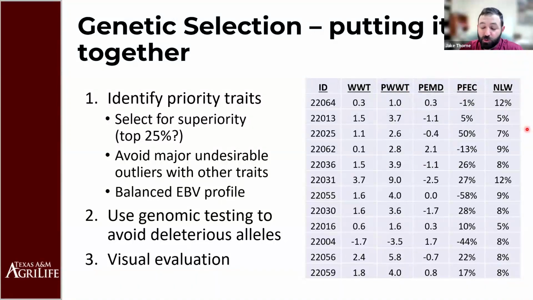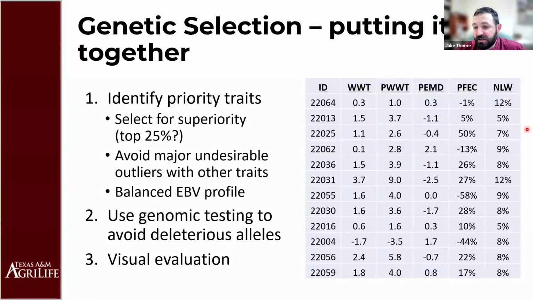Maybe superior means top 25% of the breed, maybe it's top 10% of the breed, maybe it's top 5% of the breed. It depends on your type of situation and what works for you. But I'm looking for those animals that really excel in those two columns first.